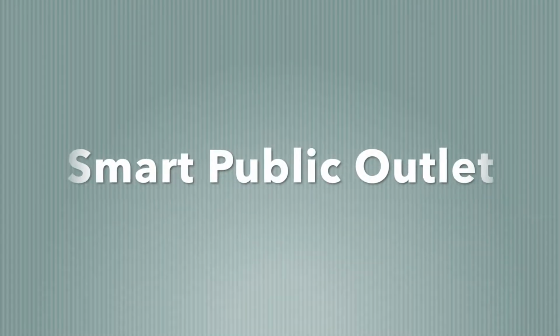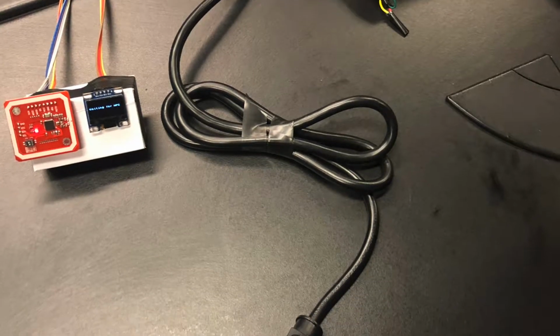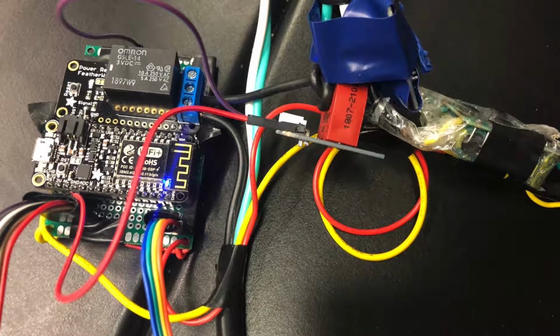This is our smart public outlet. There is not currently a solution for public vendors to use electricity on the streets because building owners have no method of tracking how much energy is used, and no way of charging people for their energy use.